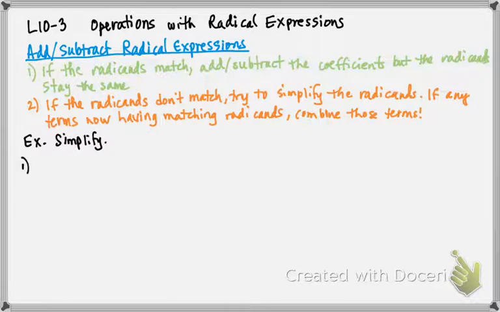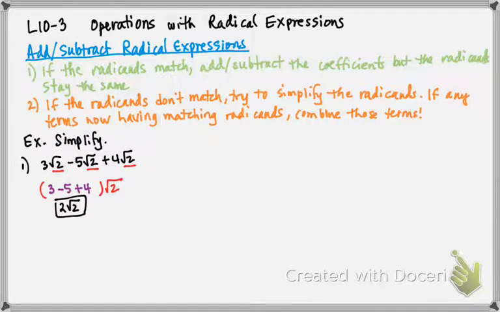So number 1, we've got 3 radical 2, and we want to subtract 5 radical 2, and then add 4 radical 2. So first thing we do is we check out our radicands. Radical 2, radical 2, radical 2. They all match. So guess what? Radical 2 goes outside. And again, this is a brain step. All you do is take your coefficients and you do the math with them. So you have 3 take away 5 is -2 plus 4 is +2, and your ultimate answer is 2 radical 2. That's about the simplest case that you will see in these problems.